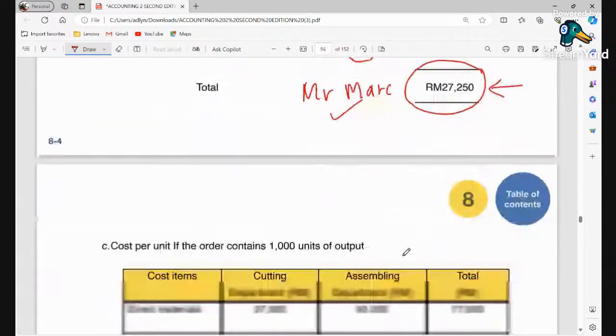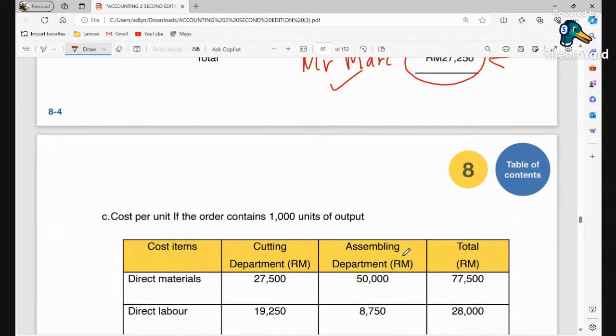Alright, okay. So we look at C, dia tanya, okay, how much is the cost per unit? Okay, kalau order tu melibatkan ataupun adalah untuk 1000 unit output. Okay, so katakan Mr. Mark tadi order 1000 unit saja. Dengan kos yang dia beri, dia minta kamu kira berapa kos untuk satu unit produk yang telah siap.